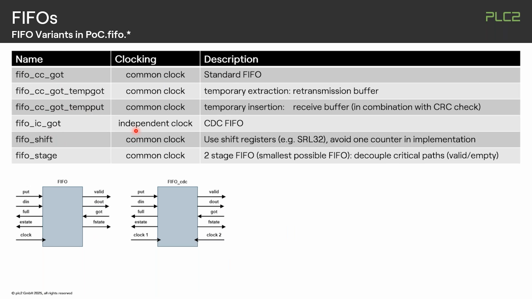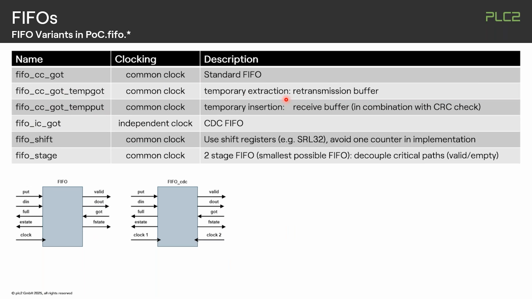Our cross clock FIFO is the IC GOT, for independent clock. For the common clock FIFO, we have 2 special variants with temp GOT and temp put interfaces. Temp GOT means you have a temporary extraction of data, so you temporarily take it out. And in case you have a transmission error, you can reset the readout pointer to the old position.